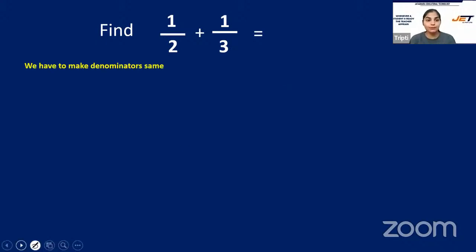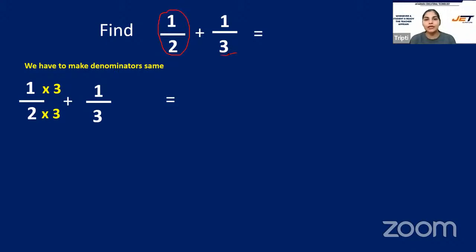Now it's 1 by 2 plus 1 by 3. We have to make the denominators same. And how can we do that? Multiply the first fraction with the denominator of the second fraction. Okay, 1 by 2 is the first fraction. I'm multiplying it with the denominator of the second fraction, which is 3. Can you see here?